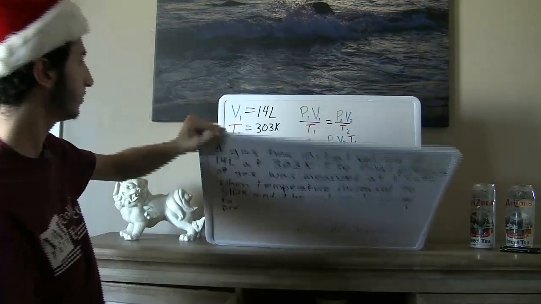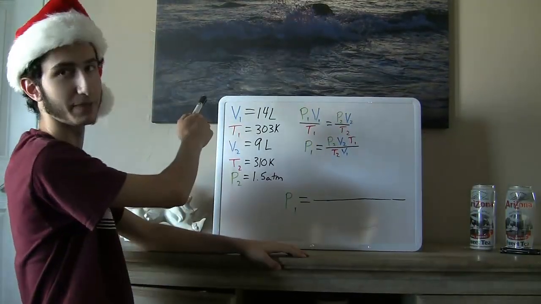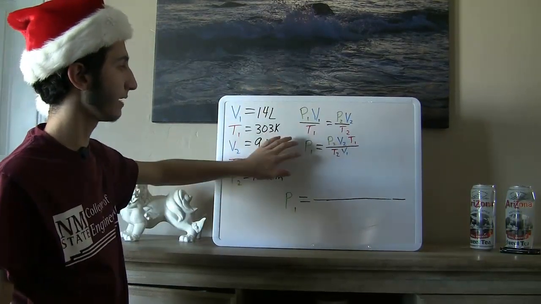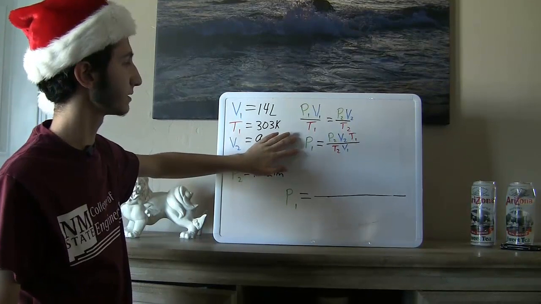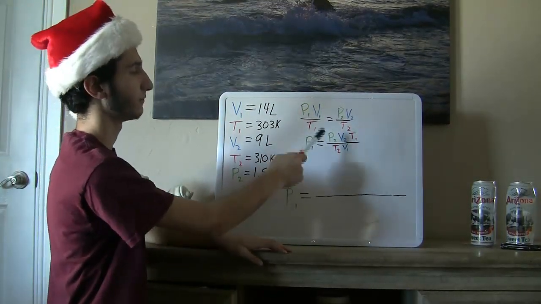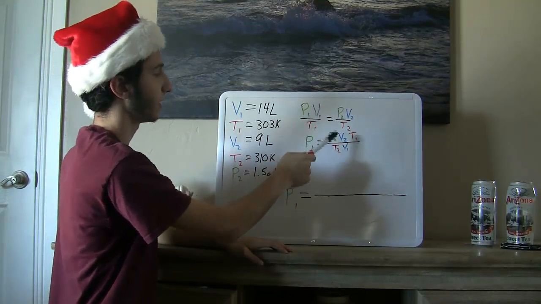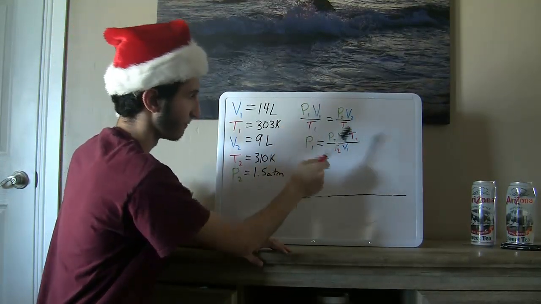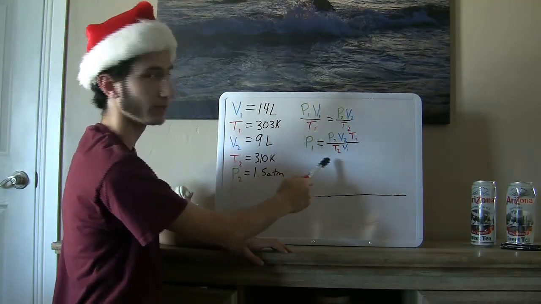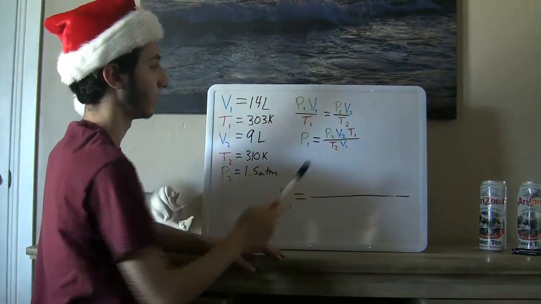So, moving forward, all the values have been brought into this equation, and from the original equation, we have derived this new equation which allows us to find the initial pressure. The initial pressure is equal to the final pressure times the final volume times the initial temperature divided by the final temperature multiplied by the initial volume.